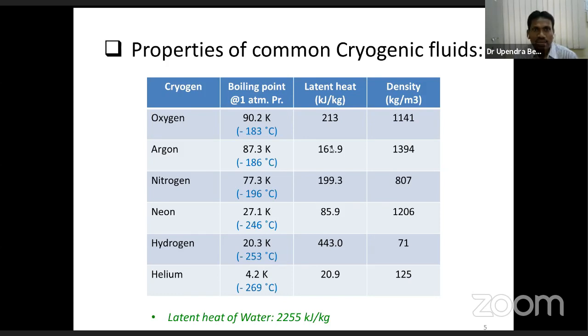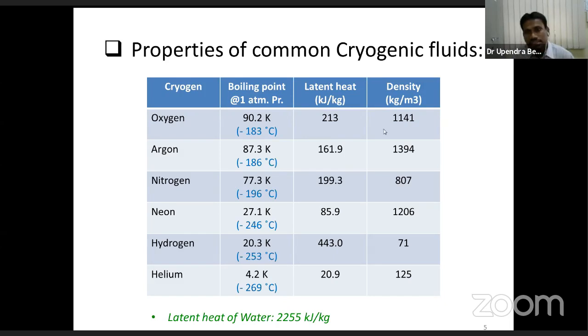of these reagents. If you see, the latent heat of evaporation of water is around 2,255 kilojoule per kg, whereas for all these cryogens, this latent heat of evaporation is very low. It is for oxygen 213 kilojoule per kg. For argon, it is around 162 kilojoule per kg. Nitrogen 199.3 kilojoule per kg. For neon, it is 85.9 kilojoule per kg, and for hydrogen, it is 443 kilojoule per kg, whereas helium is 20.9 kilojoule per kg.